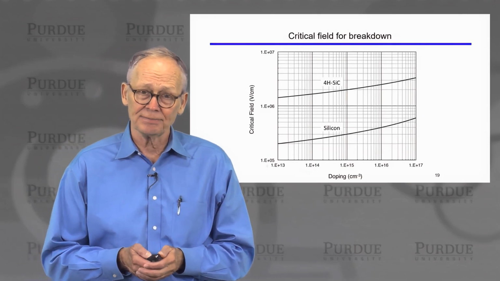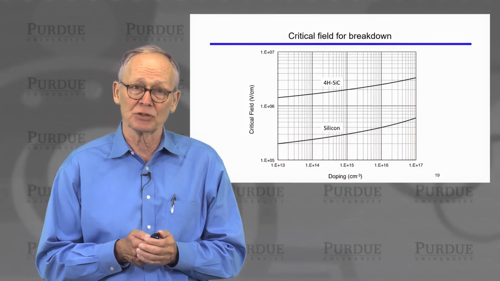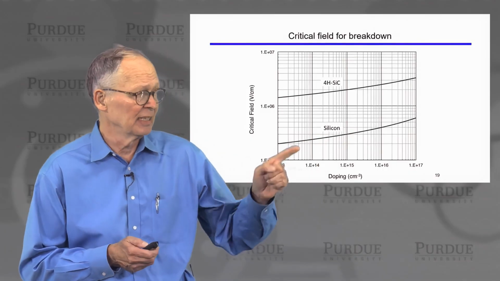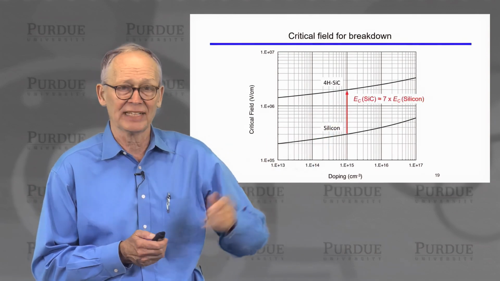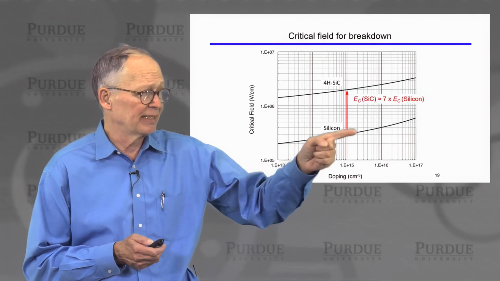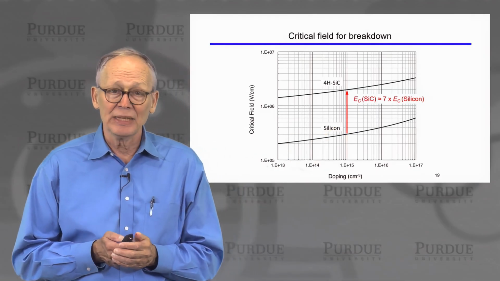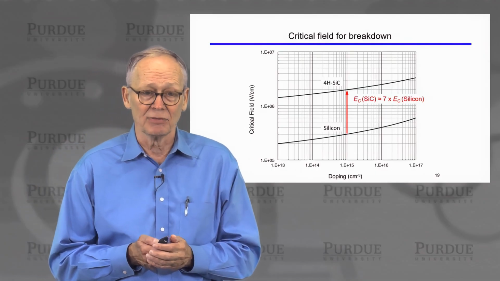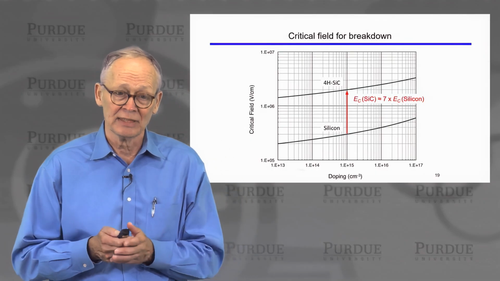The critical field depends somewhat on doping density, but it also depends strongly on the semiconductor. So for example, a lightly doped N-type silicon drift layer of 10^15 per cubic centimeter would have a breakdown field that you can read off here, which is about 3 times 10^5 volts per centimeter. That's 300,000 volts per centimeter.